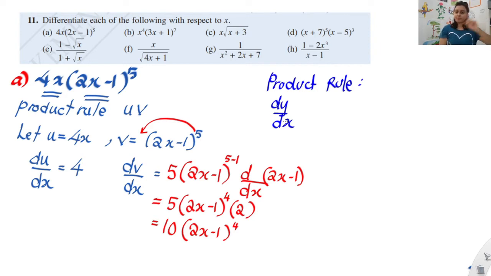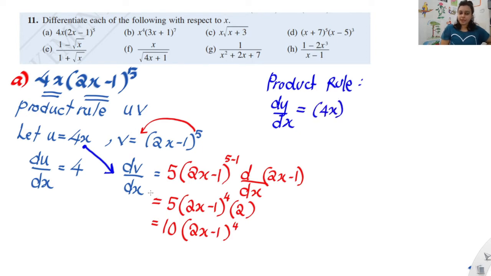Okay, if you haven't watched that video, you can watch that, the butterfly method. Start by writing the u first, this one. Then you write the dv dx. From up we go down, write the u first, copy the u, so the u is 4x.